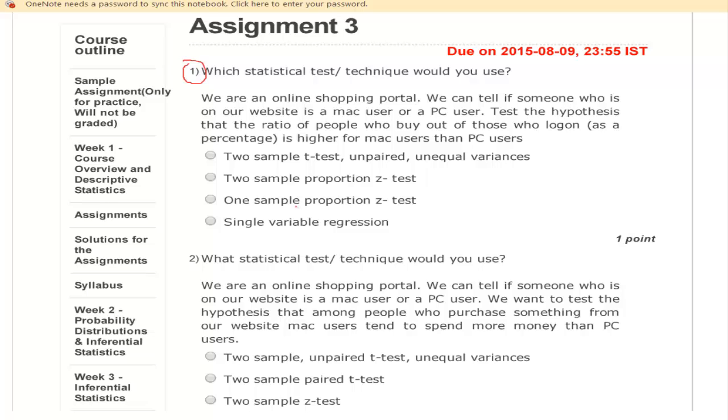Let's take a look at the choices that we have. The first says it's a two-sample t-test, unpaired, unequal variances. For each of these, I'll just give you a quick example, and you can see which example comes closest to the one that we just described. The only thing we need to keep in mind is that the unequal variances just affects the formula that you use, so you don't have to read too much into that.